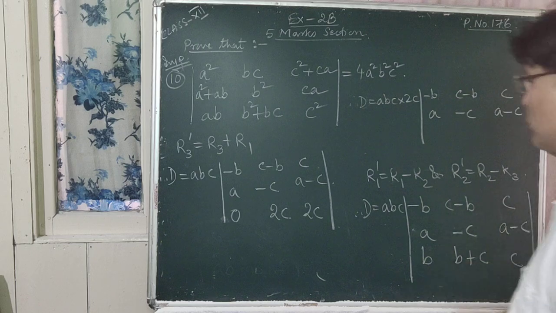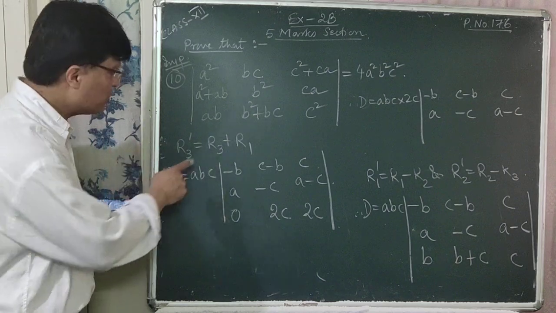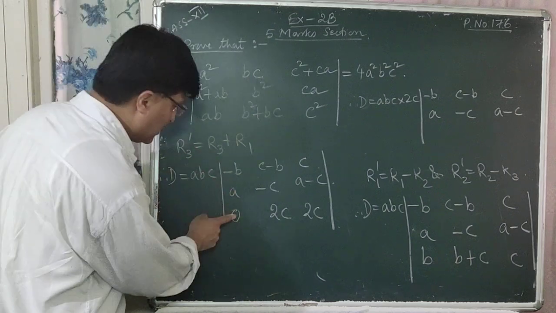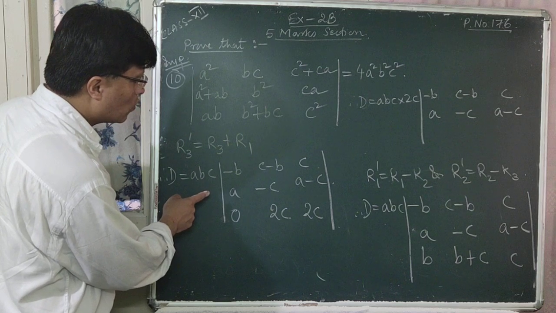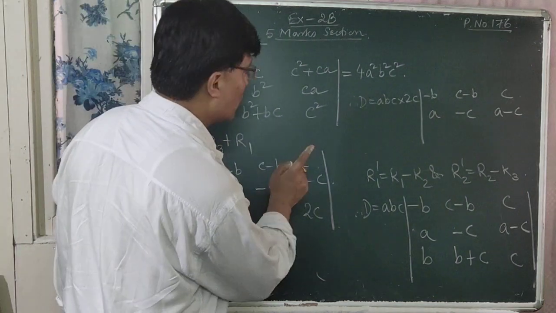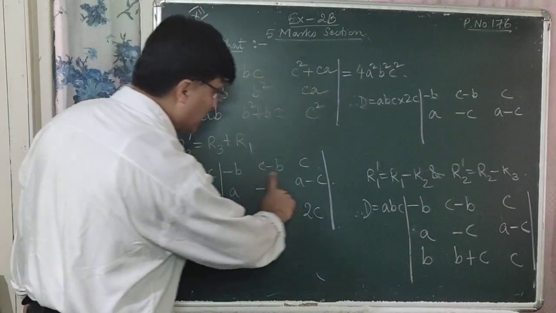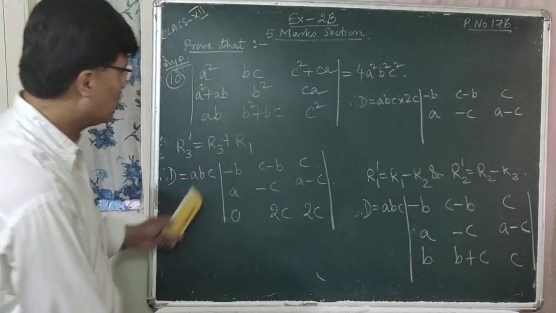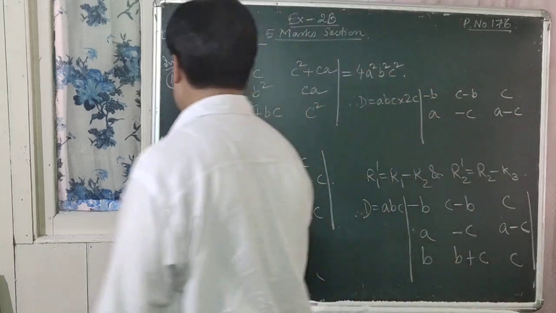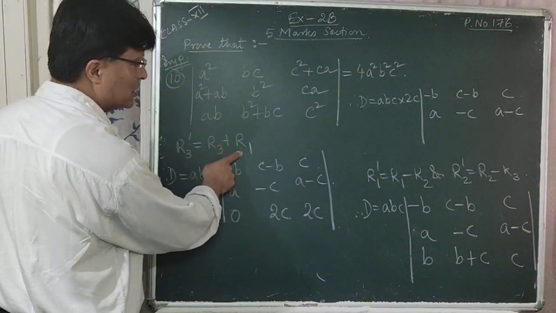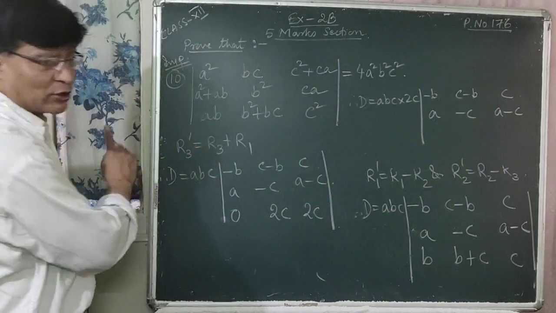So now third row is changing. How does it change? R3 plus R1. We are doing R3 plus R1 here, but we are taking only 2C common here, isn't it? So in this case, first row remains same. This R3 dash is equal to R3 plus R1 is used in this case. Now here we are taking only 2C as common.